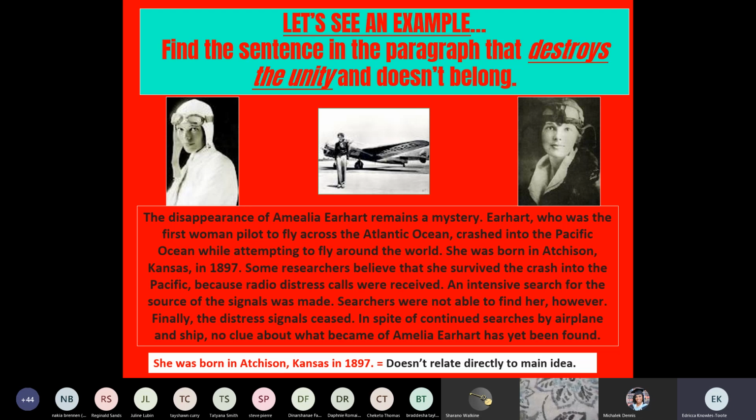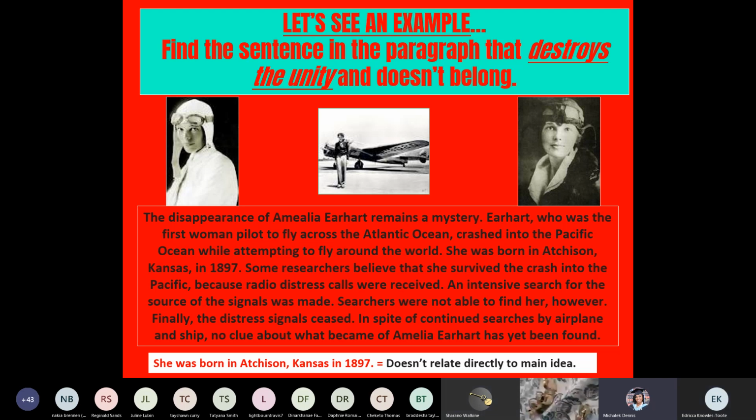So what I want you to do is, we talked about unity and how each sentence in your paragraph should be related. So think about that sentence in this paragraph that destroys the unity. It just does not belong. Oh, they were answering while you were reading. So they're saying she was born in Atchison, Kansas in 1897. That's right. Boom. All right. Very good.